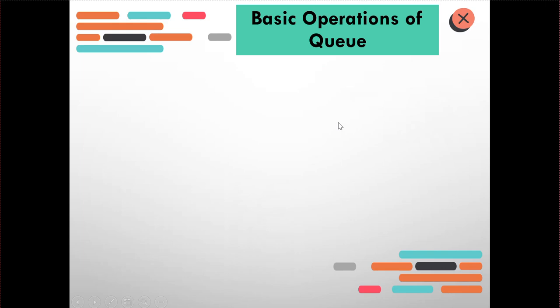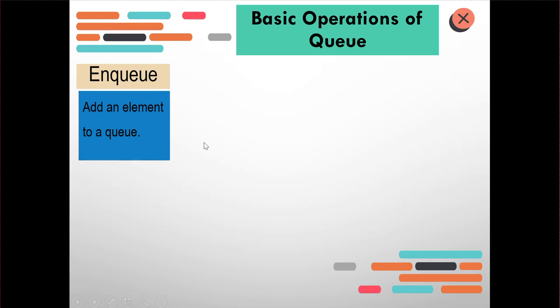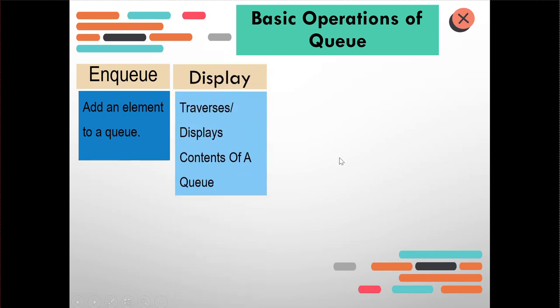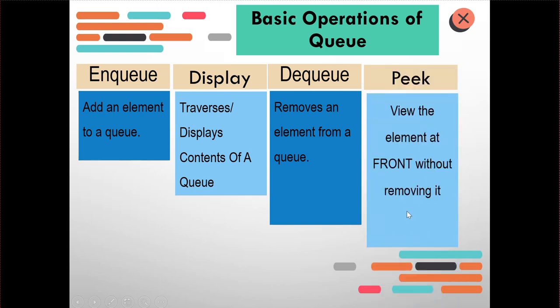So what about the operations of a queue? Operations include the enqueue operation, which adds an item to a queue, and the display operation, which traverses or displays the contents of a queue. Similarly, you have a dequeue operation, which removes an element from a queue. And lastly, we have a peek operation, which helps view the element at the front without actually removing it.